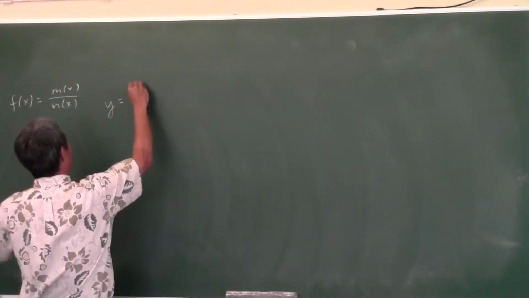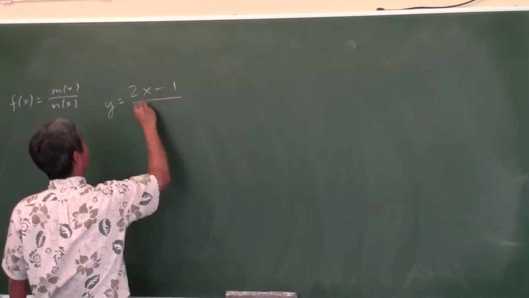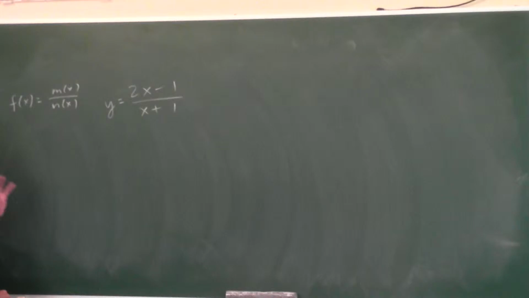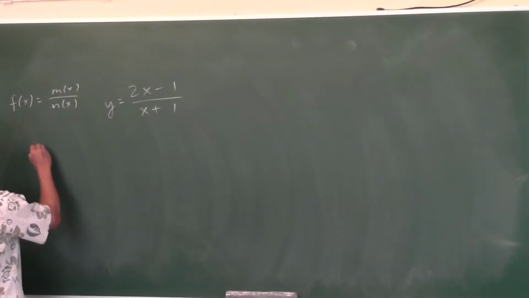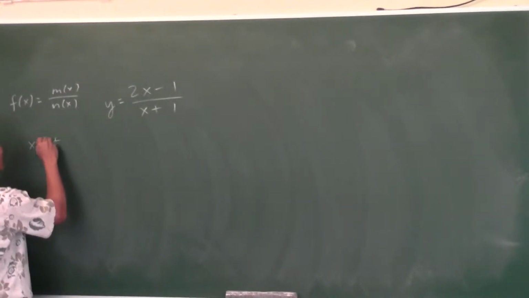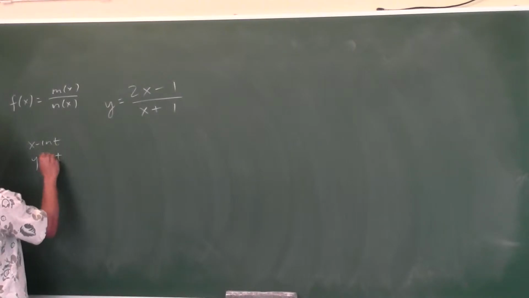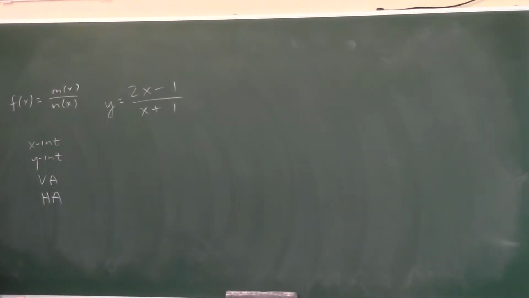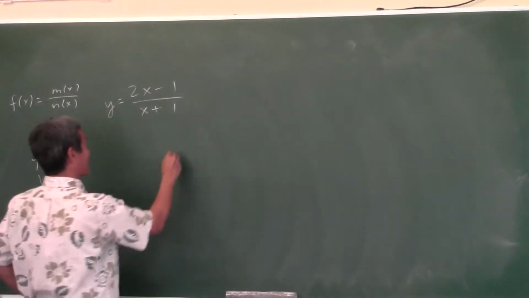Okay, let's do an easy one. 2x minus 1 over x plus 1. Now, when you graph rational functions, go through the four things that your teacher taught you last year. Plot the x-intercepts, the y-intercept, then put in the vertical asymptotes, and then the horizontal asymptotes. Okay, let's do that quickly.